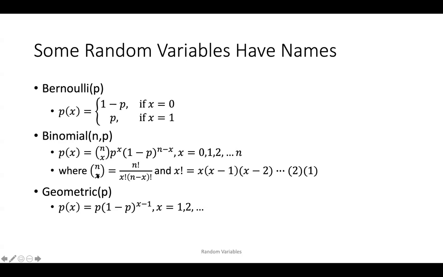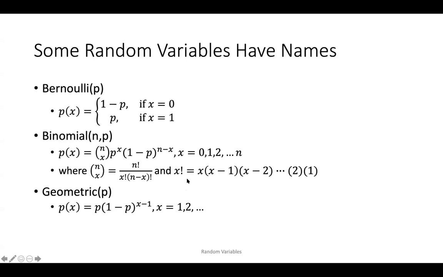And n choose x, if you've ever seen this before, is n factorial over x factorial times (n minus x) factorial. And x factorial is x times x minus 1, times x minus 2, et cetera, all the way down to 1.